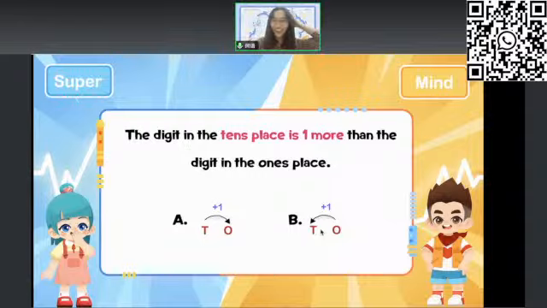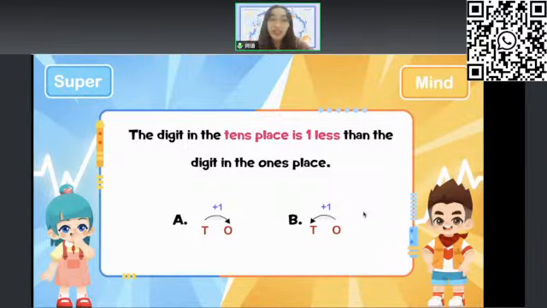It should be B, okay? The tens place is one more. So here the arrow should be pointing to the tens place, okay? Next one, the digit in the tens place is one less than the digit in the ones place. Okay, which one is it? A or B? Okay, well done. Yes, this time is A, right?